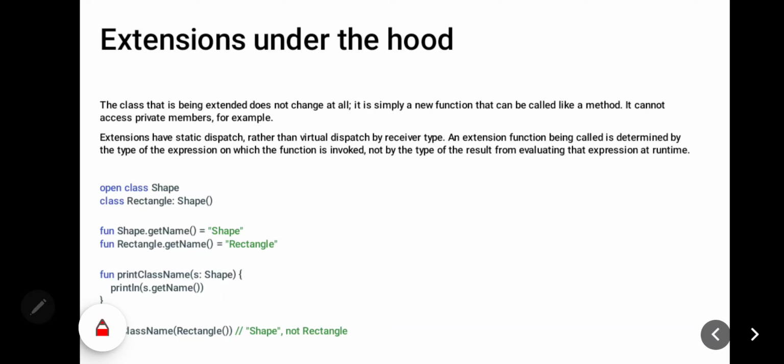Extensions have static dispatch rather than virtual dispatch by receiver type. The extension function being called is determined by the type of the expression on which the function is invoked, not by the type of the result from evaluating that expression at runtime.